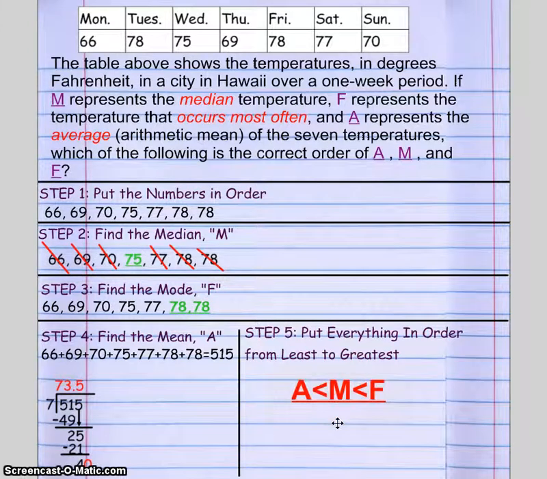So if we put this in from least to greatest, we recognize that A is going to be the greatest, A is going to be the least, my apologies. Then followed by M, which is 75, and then finally F, which is 78.